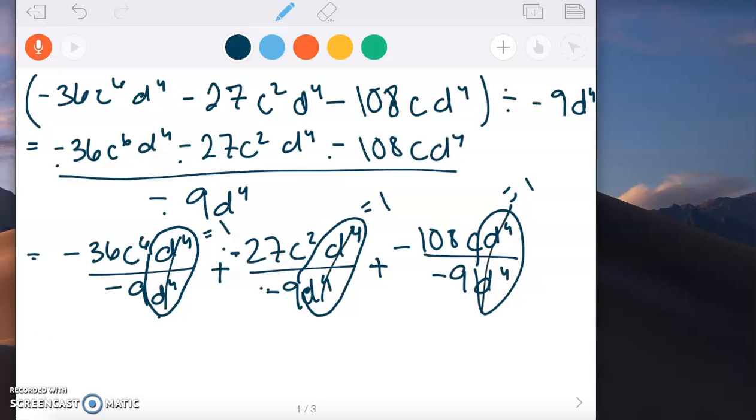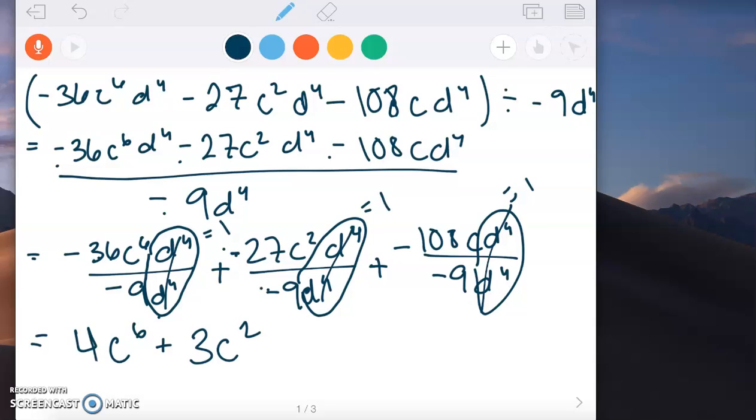So now we have negative 36 divided by negative 9. Negative 36 divided by negative 9 is a positive 4. It's the same as 4 over 1, which is the same as 4, right? So now we have 4, and we have that c to the 6th left. Now we have plus negative 27 divided by negative 9. Again, that gives us a positive 3. And we bring that c squared down. There's nothing on the bottom left here because 27 divided by 9 is 3.